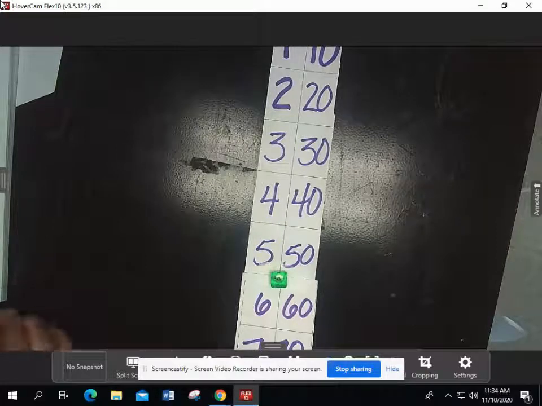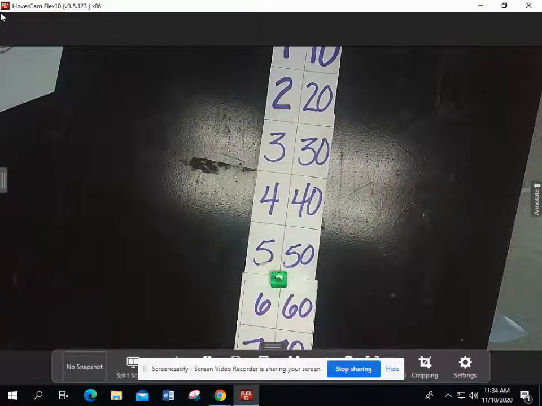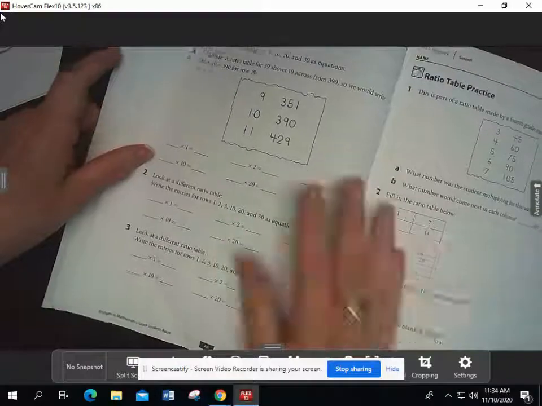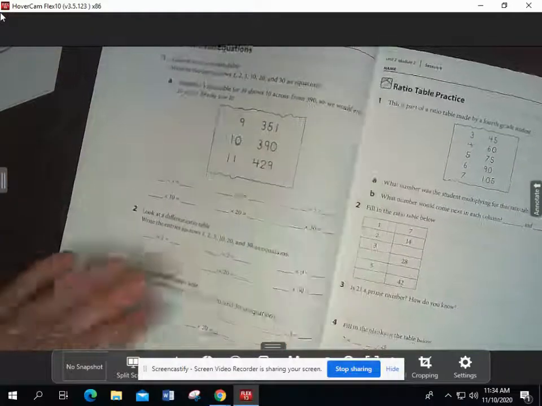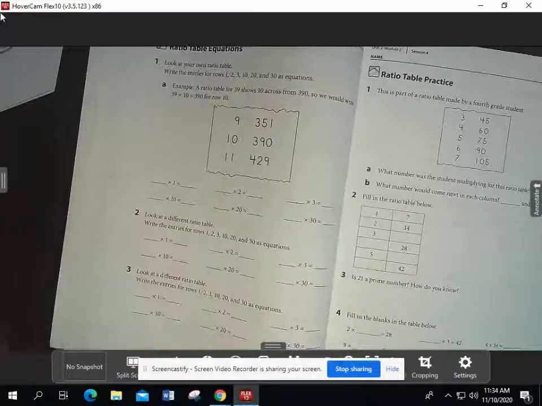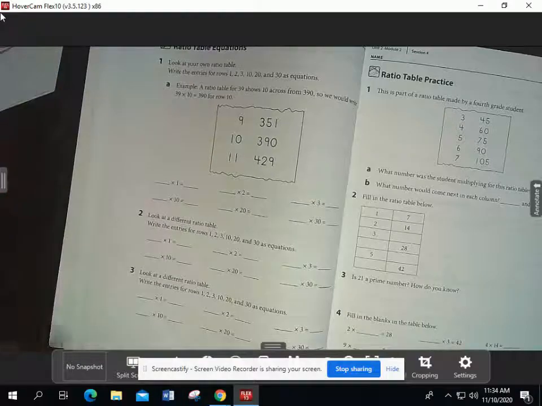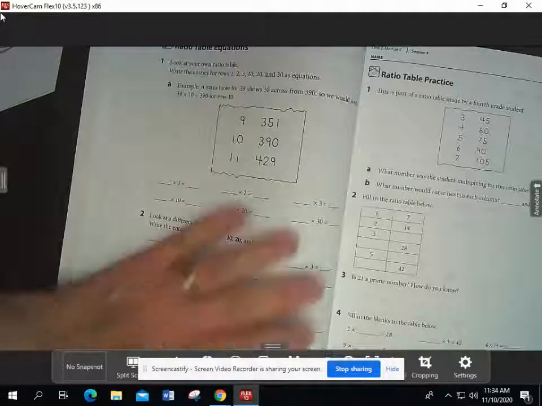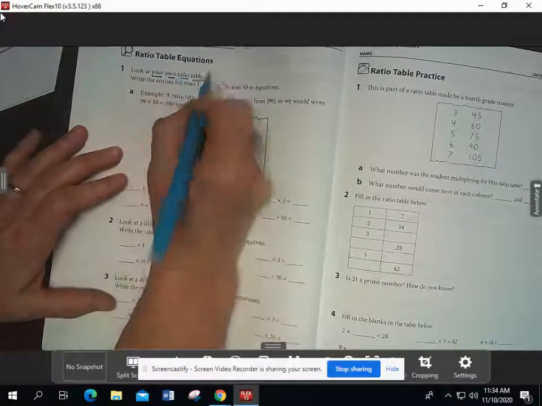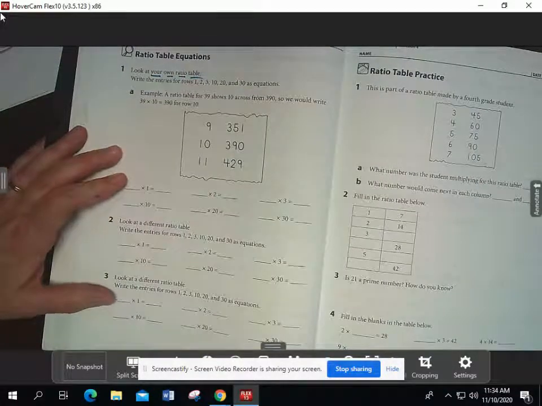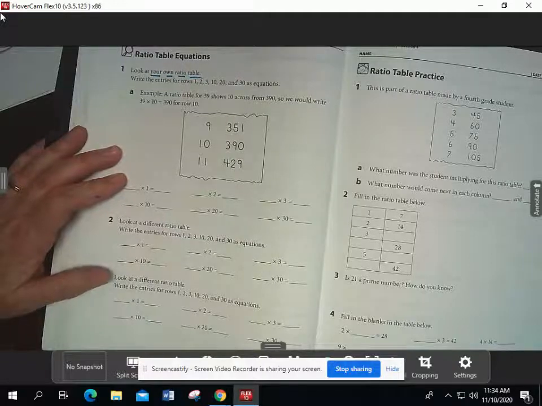Now, everybody has their paper in front of them, but I'm going to ask you to start looking at this book first. So put page 62 in front of you. Do you have 62 in front of you? Make certain you have a pencil or a pen. And it says look at your own ratio table. Okay, so everybody has their own ratio table in front of them, correct?